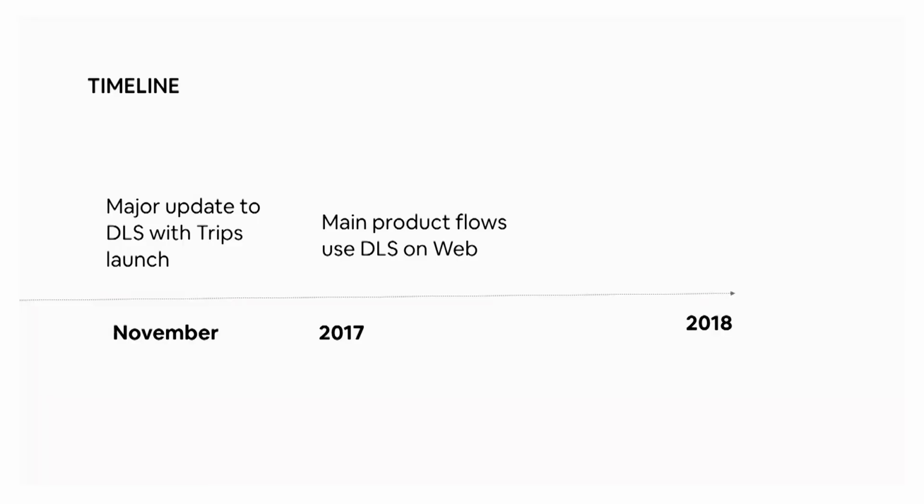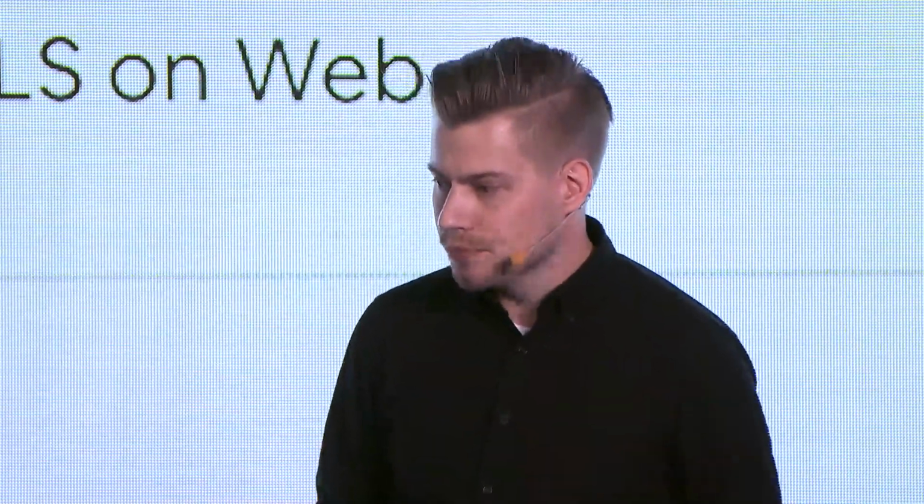And then there have been major updates to the system since then. Usually when we have a larger product launch, it has some effect on the system itself, so it's constantly evolving. With web, it took a longer time to reach a certain adoption point, but in about a year, the major flows in the app and the website were using our system. And today, it's even higher than that.